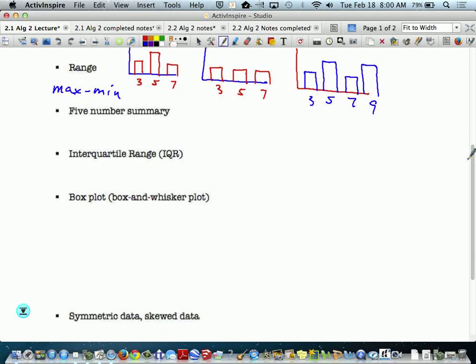5-number summary. What's a 5-number summary? Minimum. Five-number summary also gives you a maximum. It'll give you a median. Q1 and Q3, right? So 5-number summary.